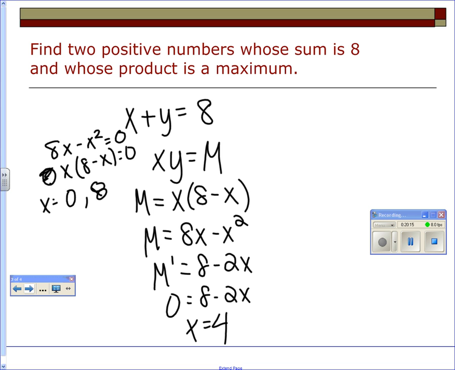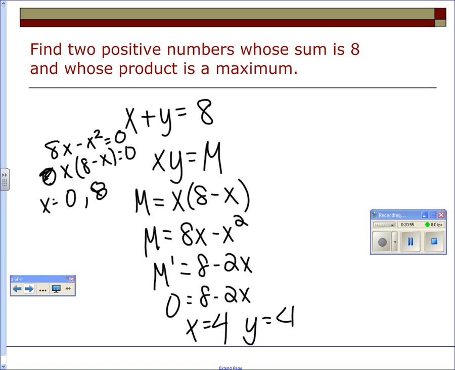So if x is 4, y is 4. Does that make sense? And the maximum product of two numbers that add up to 8 is 16. 3 plus 5 is what? 2 plus 6? 1 plus 7? I'm doing numbers that add up to 8, and then the product is... 2 and 2 is 4.